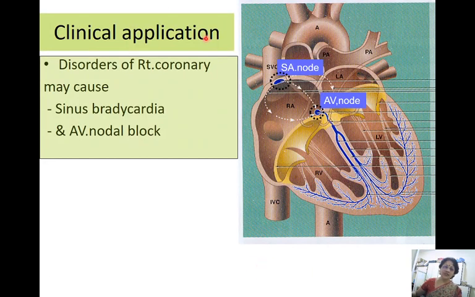So, the clinical application: a disorder of the right coronary may cause a sinus bradycardia if the branch to the SA node is impacted, or has been blocked. Or it can cause an AV nodal block, because the AV node, which is here, also receives a branch from it.